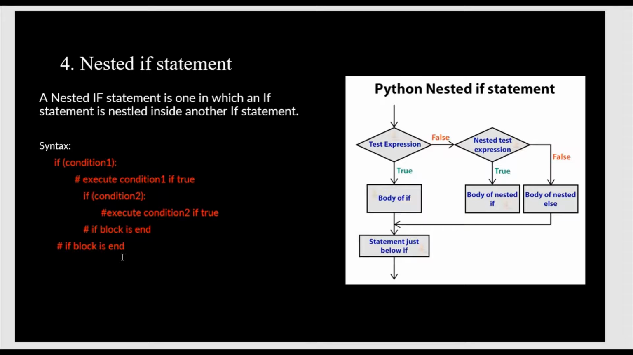Here in the flowchart you can see the test expression: if it's true, the body of if is executed directly. If it's false, we move to the nested test expression. If it's true, the nested body is executed, otherwise, if false, the statements are directly executed. These are the things about the nested if statements.